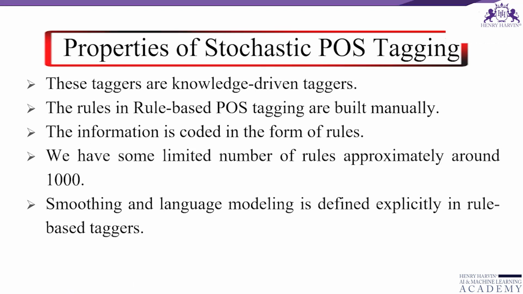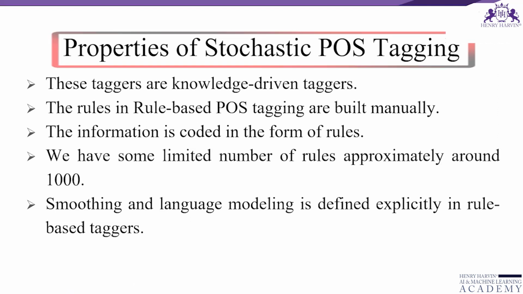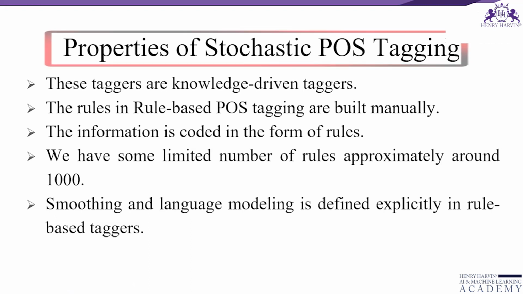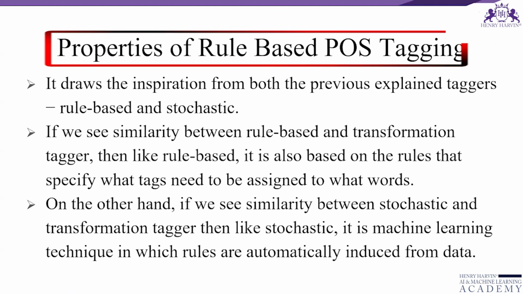Again, here there could be two types. One is discriminative probabilistic classifiers like logistic regression, SVM, and conditional random fields. The next one is generative probabilistic classifiers, and the examples are naive Bayes, hidden Markov models, etc. Right? The properties of these taggers are that they are knowledge-driven taggers. The rules in rule-based POS tagging are built manually, and the information is coded in the form of rules. We have a limited number of rules, approximately around 1,000, and smoothing and language modeling are defined explicitly in rule-based taggers, right?